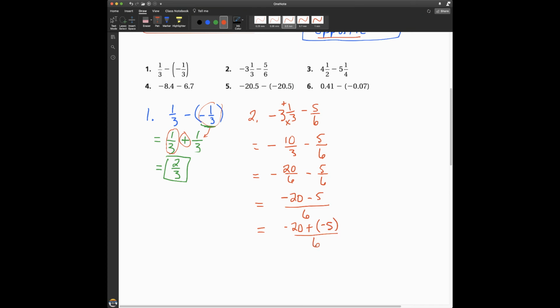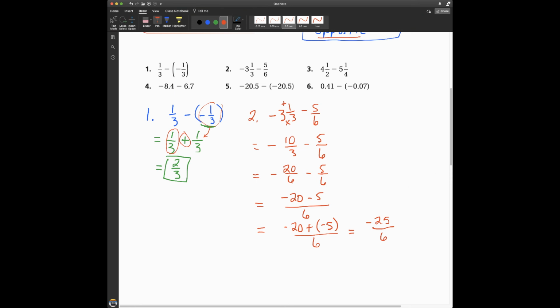From here, I can sing the song: same sign, add and keep; different sign, subtract, keep the sign of the bigger number, then you'll be exact. These have the same sign, so in my numerator this will be negative. Then I add those absolute values. The absolute value of -20 is 20, the absolute value of -5 is 5. I add those together, I get 25, and I keep the sign, so -20 plus -5 is -25. All of that over 6.